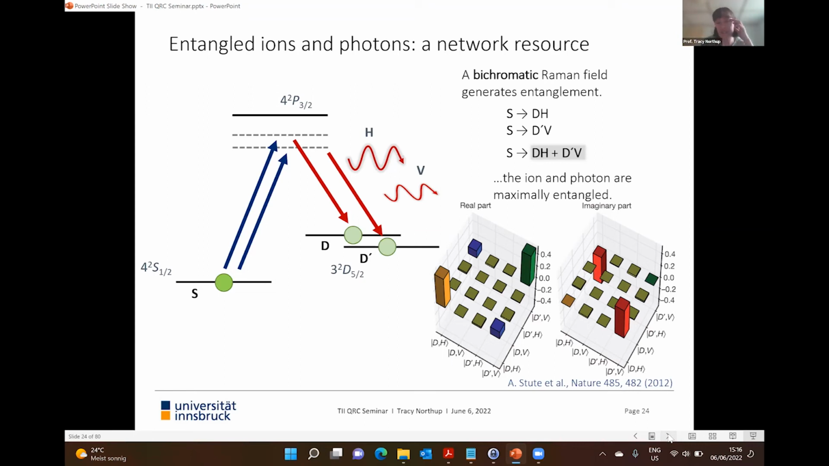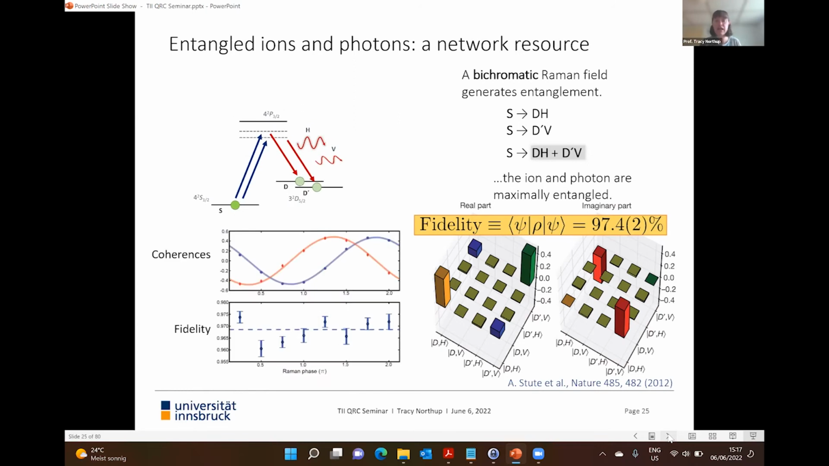So this is an example. This is the work we did now 10 years ago when I was a postdoc in Rainer Blatt's group in Innsbruck, looking at generating these ion photon entangled states. And what we can do is then measure the ion and the photon in three different bases each to map out the density matrix that describes the joint ion photon state. And that allows us to characterize the density matrix and thereby to characterize different properties of that state. For example, the fidelity, we look at the overlap with a maximally entangled state and see that it's very highly entangled. And we also see that we can tune the relative phase and the relative amplitudes of those states and still maintain a very high fidelity.